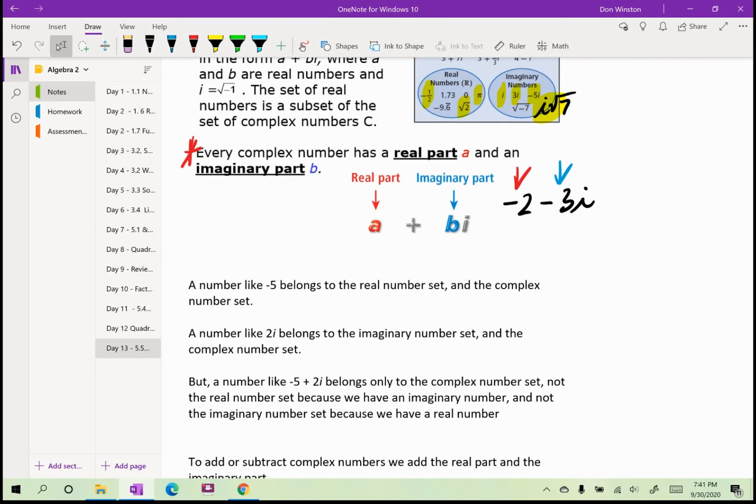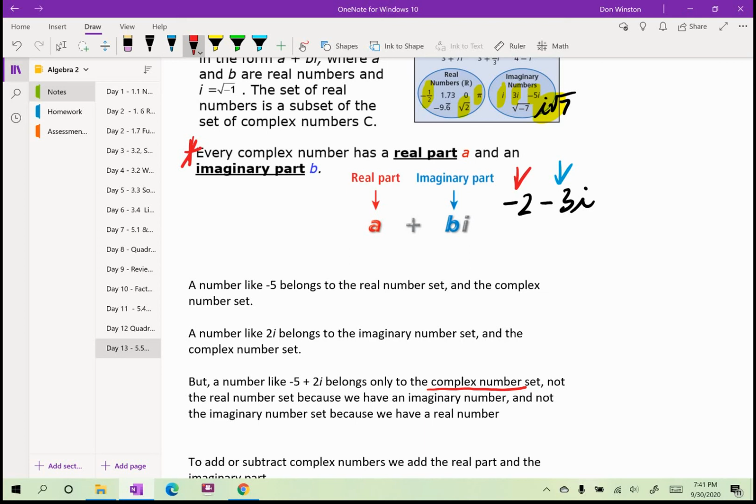But a number like negative 5 plus 2i belongs only to the complex number set, only. Not the real number set because we have an imaginary number, and not the imaginary number set because we have a real number. It belongs only to the complex number set.